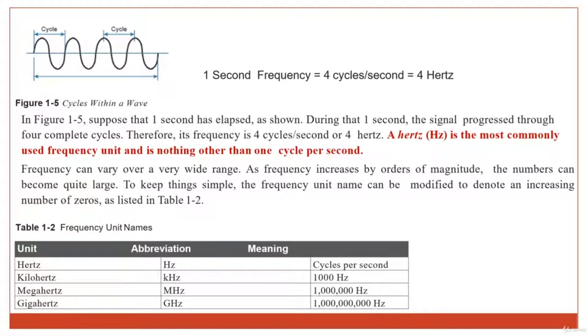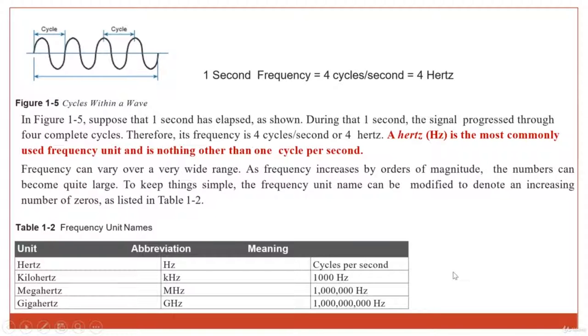Now again, what is hertz? Hertz was one of the scientists who did research and gave his thesis and papers related to electromagnetic waves, and wrote many books. All right, so hertz is the most commonly used frequency unit and is nothing other than 1 cycle per second.